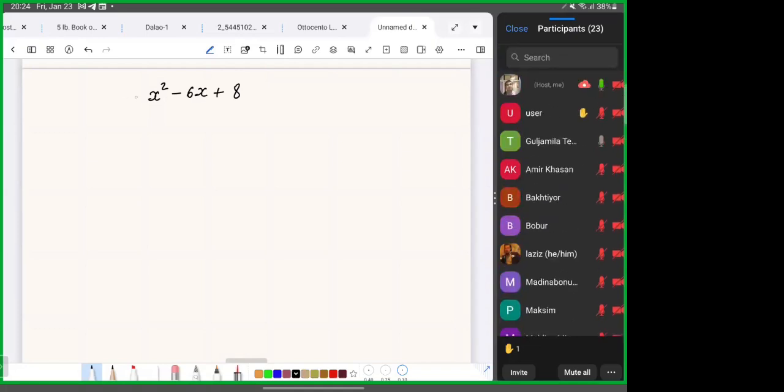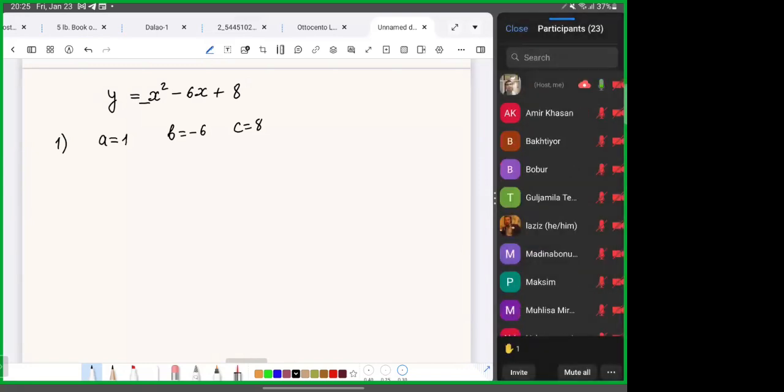Okay, let's continue. Let's explore this quadratic function. First of all, let's first find the y-intercept of this. So a equals 1 because it's the coefficient, b equals -6, c equals 8. And this means the parabola opens upward. It becomes like this. This means y-intercept. It is the y-intercept, guys.